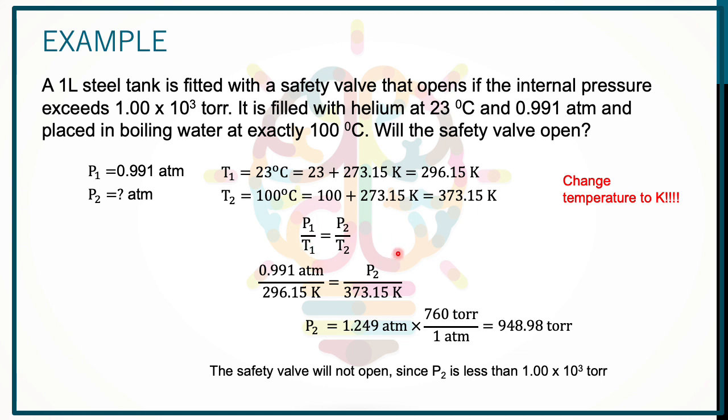So just substitute all the values into this formula. P2 you'll get 0.9489 atm. The answer is in atm because the given pressure is in atm, but you need to convert to torr. When you convert to torr, you will get 948.98 torr. So the safety valve will not open. Why? Because the calculated P2 is less than 1.0 times 10 power 3 torr. So the safety valve will not open.